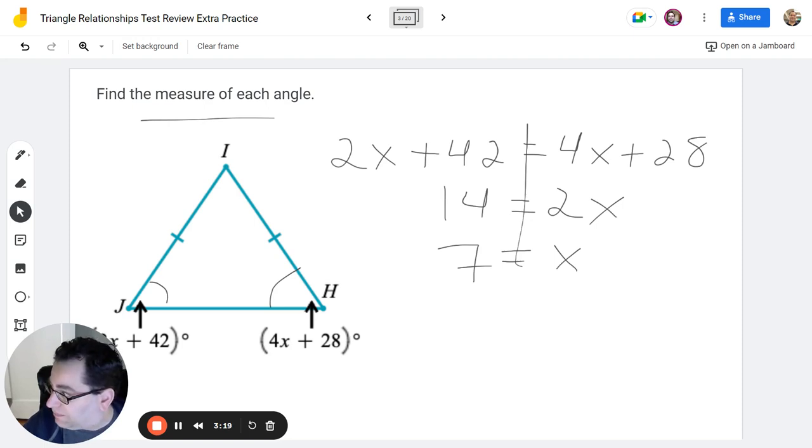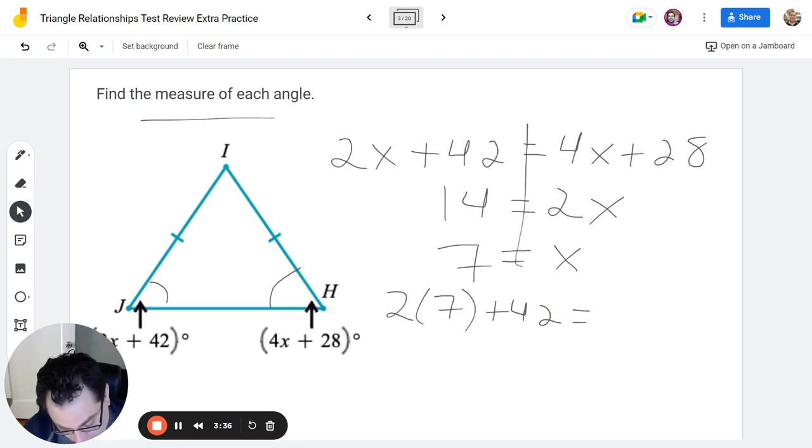So if we put 7 into 2x plus 42, this is going to be 2 times 7 plus 42. 2 times 7 is 14. 14 plus 42 is going to be 56 degrees. So we know that angle J, let's put it up here, I guess. Angle J is going to be 56 degrees. Angle H is going to be 56 degrees.